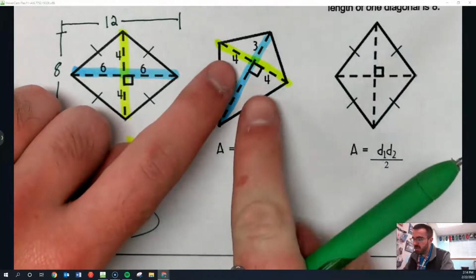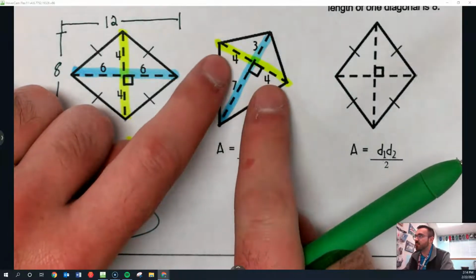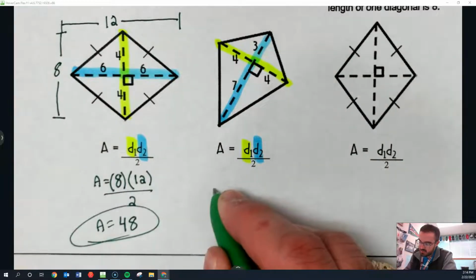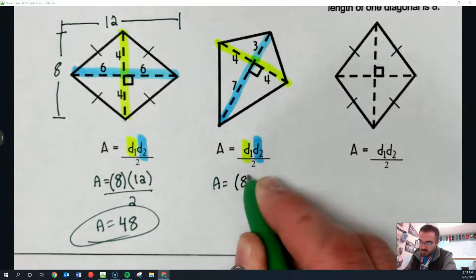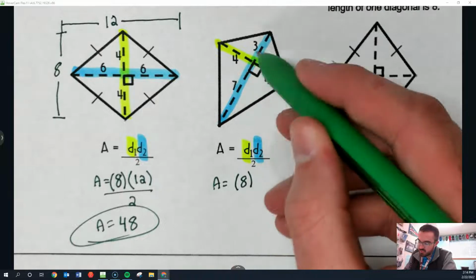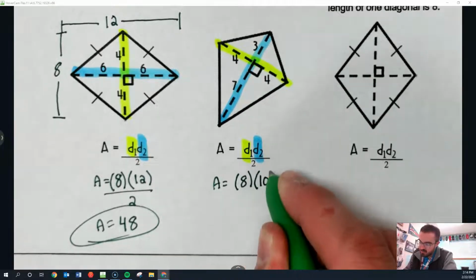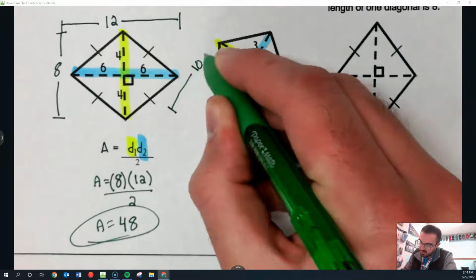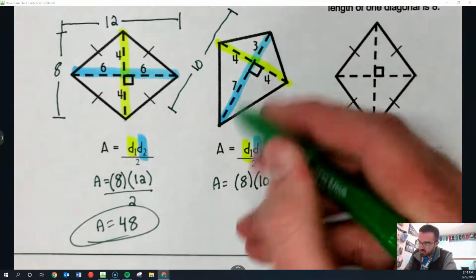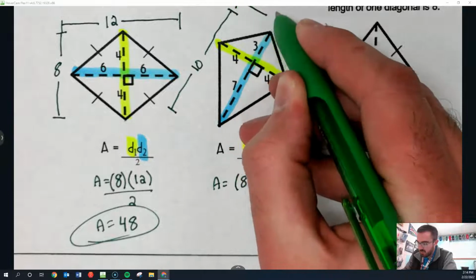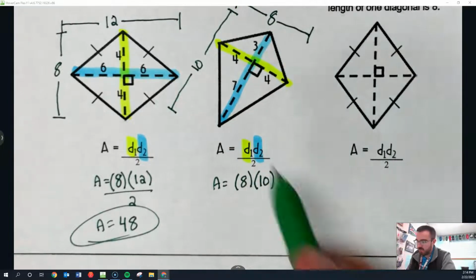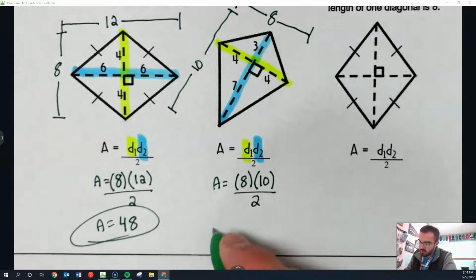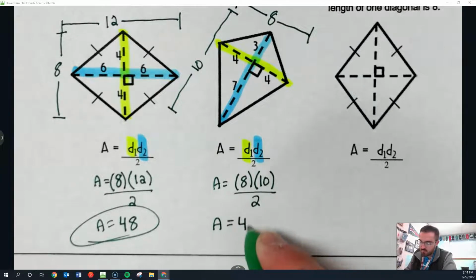Okay, let's try to find the measure of D1, the yellow. It's not just this 4. It's 4 plus 4, which is 8. Okay. What's the D2? It's not just 7. It's not just 3. It's 10. Okay, so visually, let's make sure we're on the same page. This is 10, right, because it goes the whole distance. This would be 8. So I would do 8 times 10 divided by 2. That's actually pretty simple. It would just be 40.